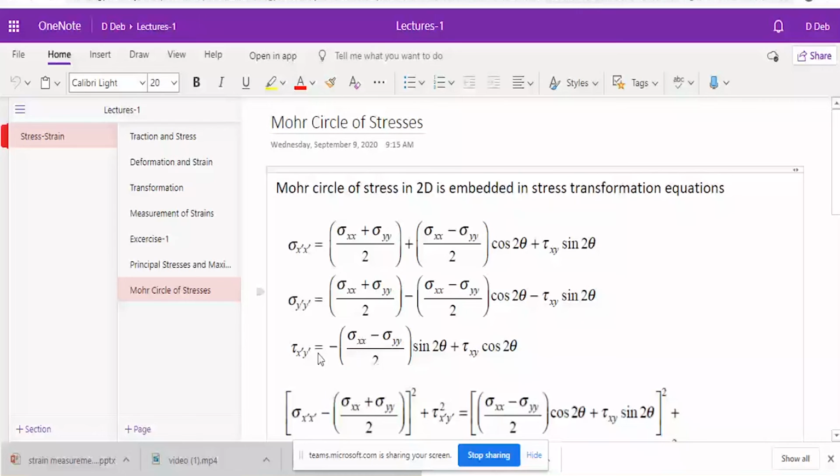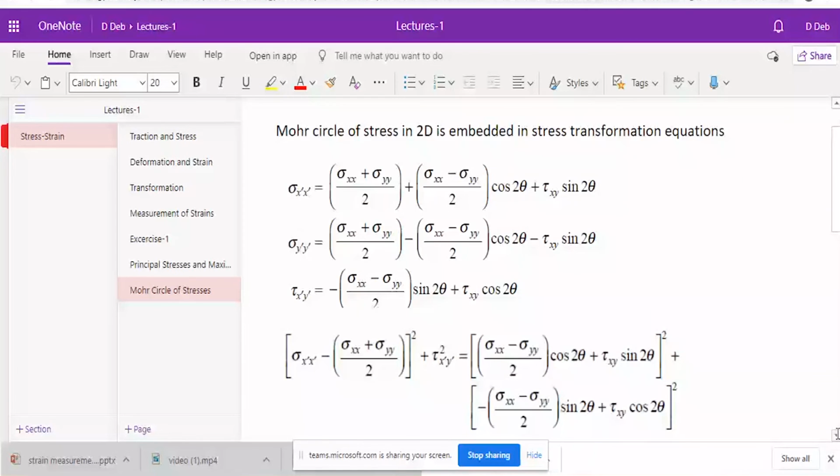But let me tell you about one person called Otto Mohr. He saw that probably 150 years ago. He said, this is actually the equation of a circle. And how he did it is given in the book. See what he has done. He has taken this minus that, squared it, and added this squared, and he found that. And this is nothing but, you can see, I can put it as r square.